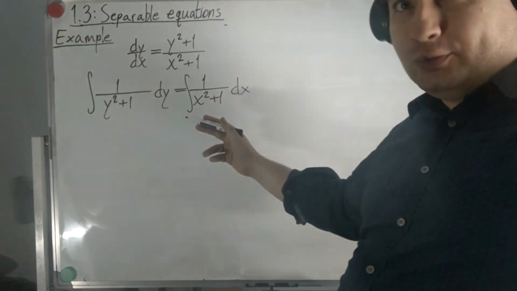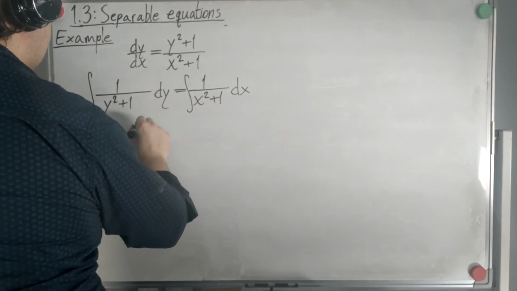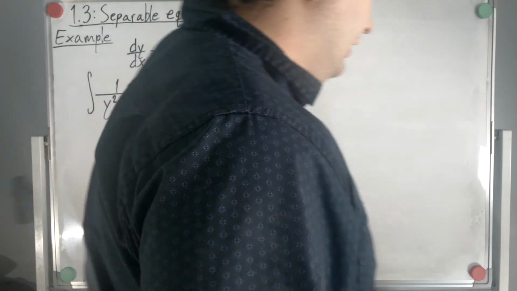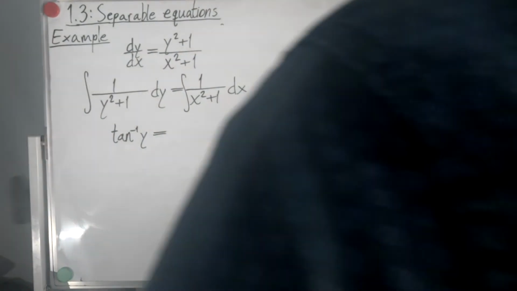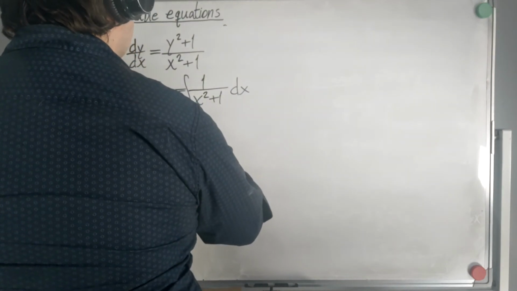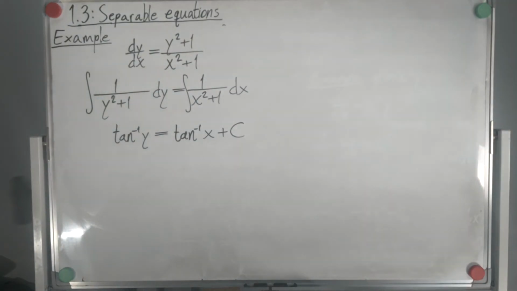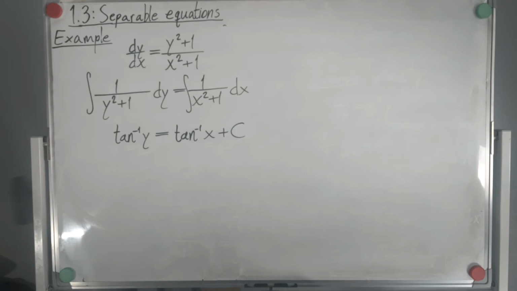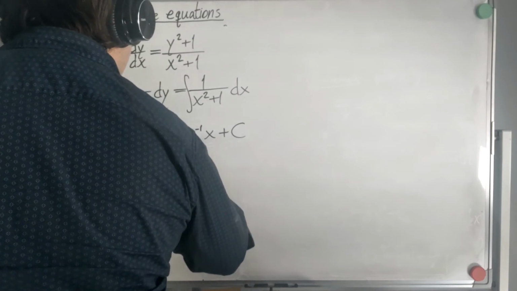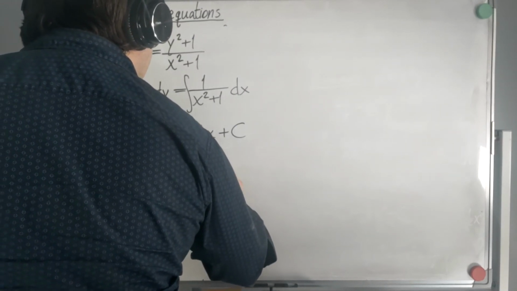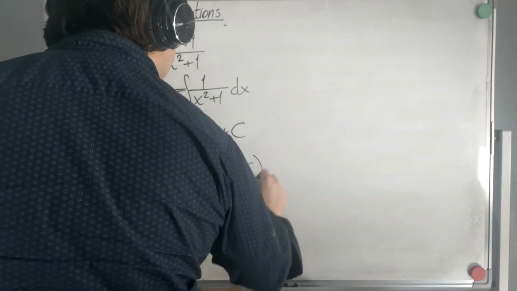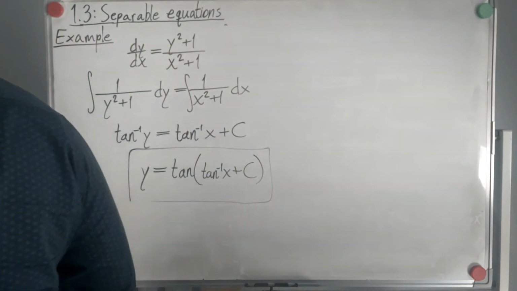The antiderivative of 1 over y squared plus 1 with respect to y would be arctangent y. And then an antiderivative of 1 over x squared plus 1 with respect to x would be arctangent x. And there better be a plus c in there somewhere, right? And so now you just take the tangent of both sides. You get the general solution. y is the tangent of the arctangent of x plus c. And there is our general solution.